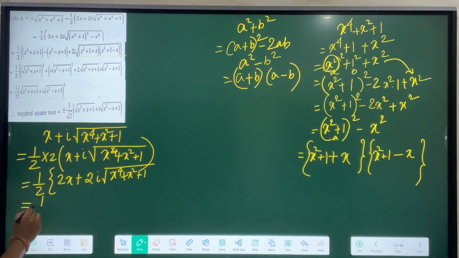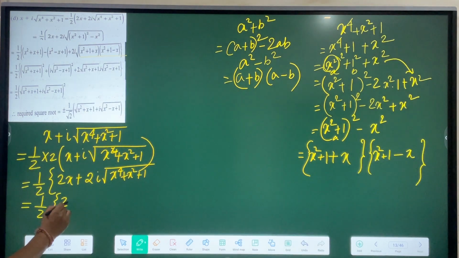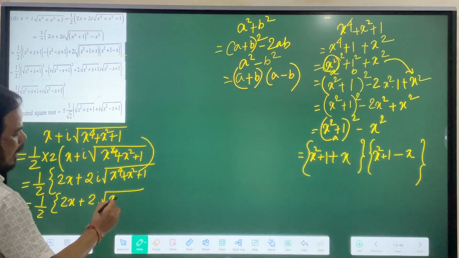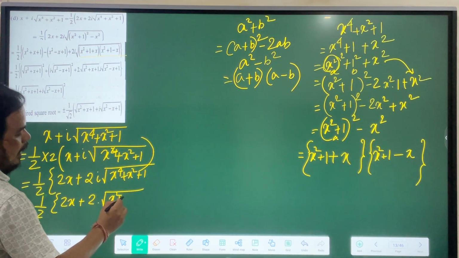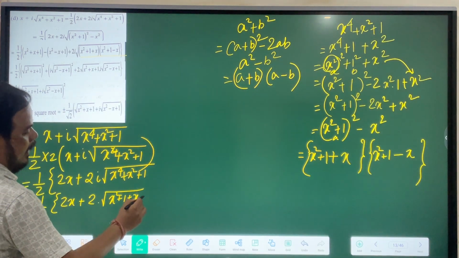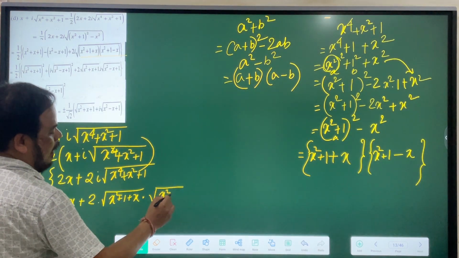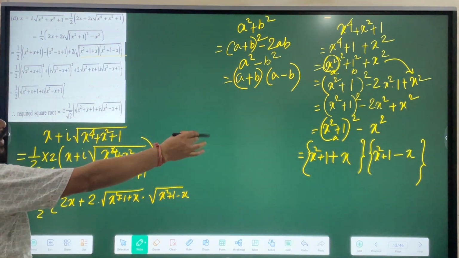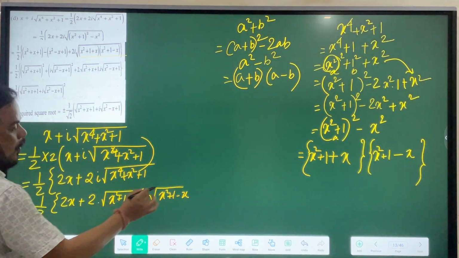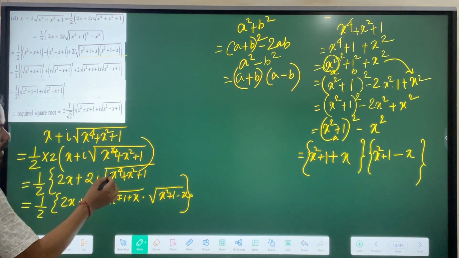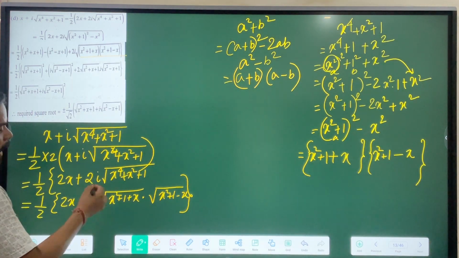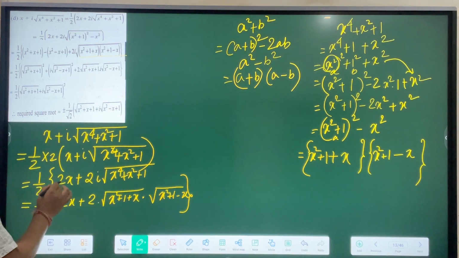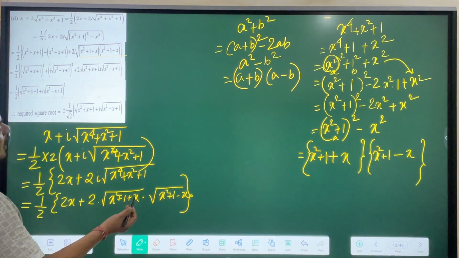So here half 2x plus 2ab. This one we have taken, this one a and b, twice ab. Now the question is for whom i is kept. I will be kept for this one or for this one. Here there is positive, so you can do the calculation actually.